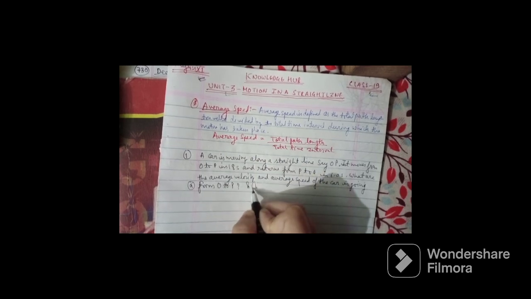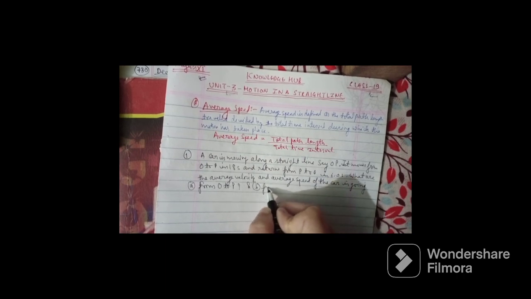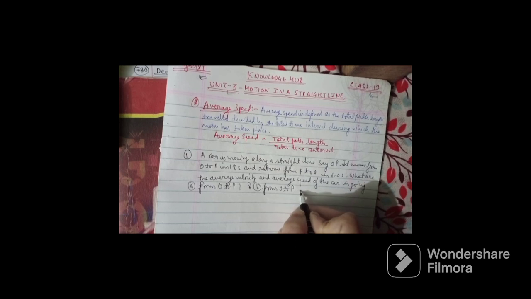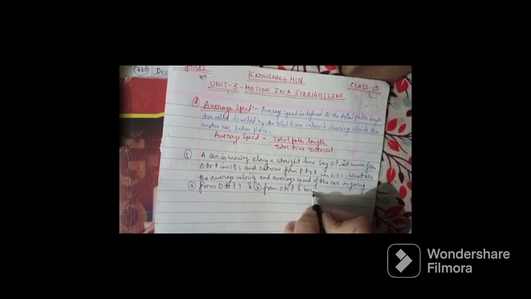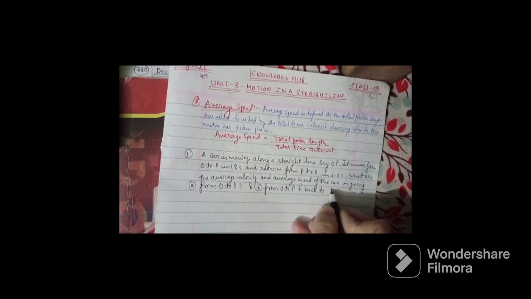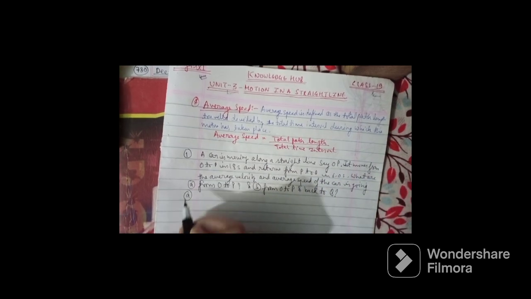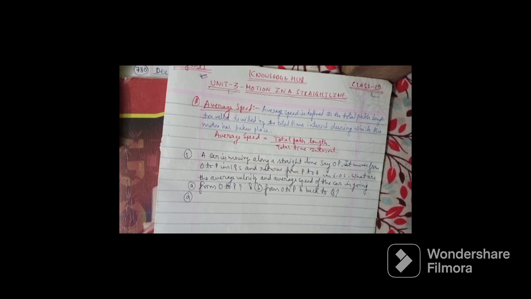And B is from O to P and back to Q. So the first part we will solve here is from O to P, and accordingly we'll go for it.